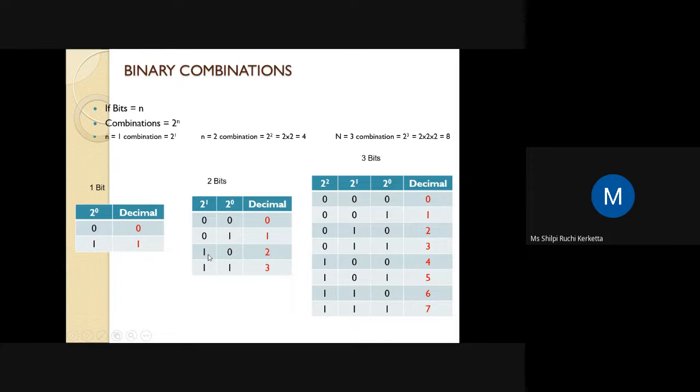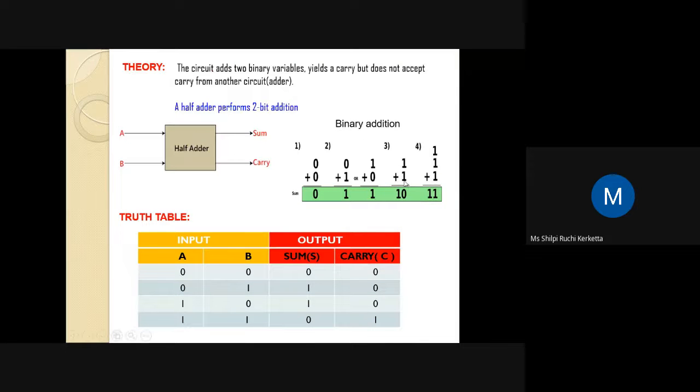In the same way, the 1, 0 combination means 0 into 2 to the power 0, which is 0, and 1 into 2 to the power 1, which is 2. So 2 plus 0, we get 2. In the same way, for the combination 1, 1: 1 into 2 to the power 0 is 1, and 1 into 2 to the power 1 is 2. So 2 plus 1 becomes 3. That's why for 1, 1, we take the binary as 1, 0.